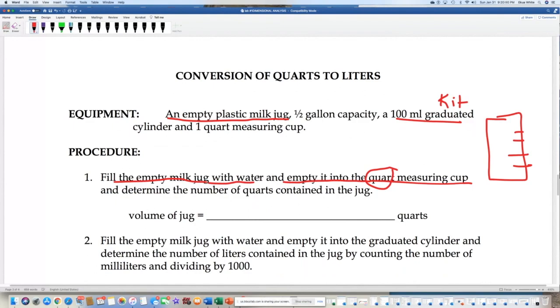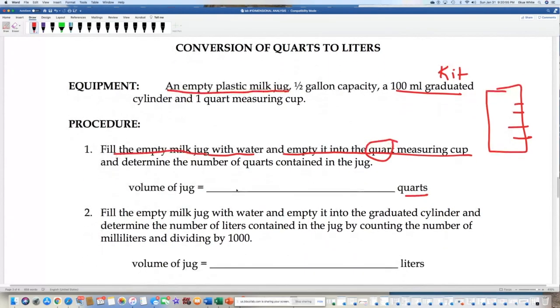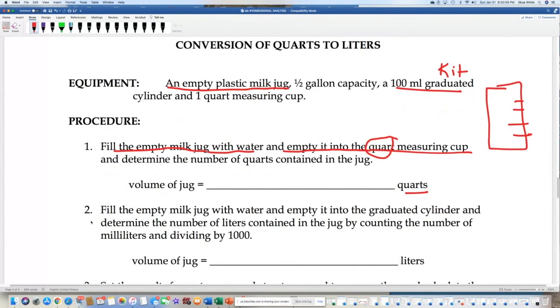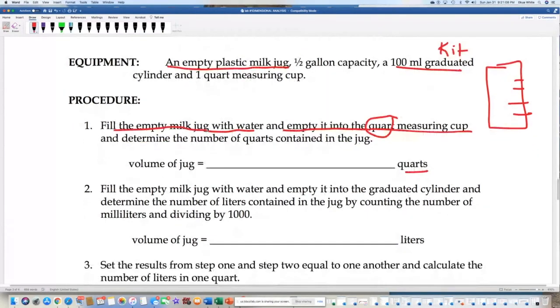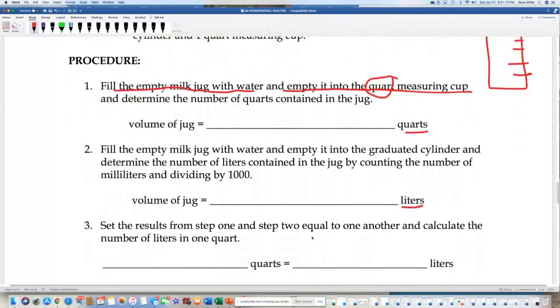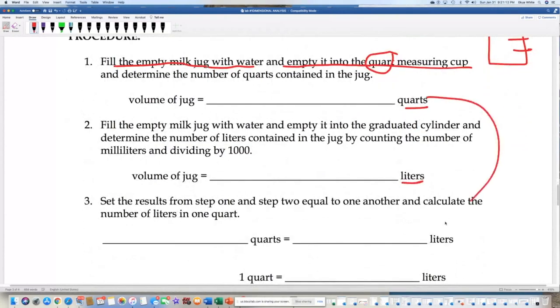Okay, and you want to write the volume of that water, the same amount of volume in here in quarts. Then pour the same amount, or I guess they're saying here, fill the empty milk jug with water and then empty that. So the idea is the same amount of liquid that was measured in quarts will be measured in liters. Okay, and like before, the quarts number goes here, the liters number goes here. See, it's not that bad, right?